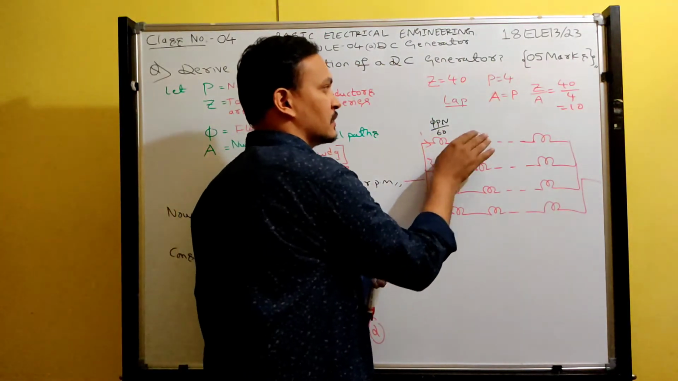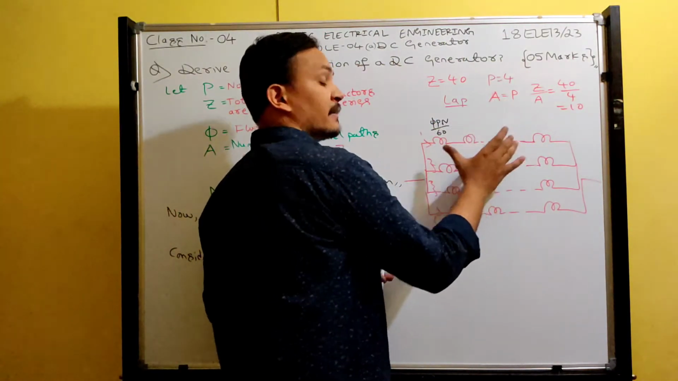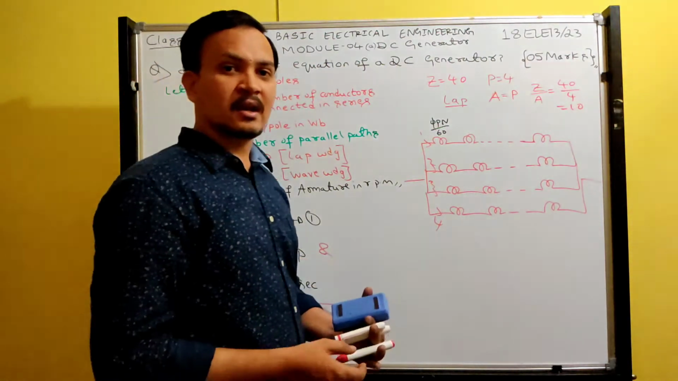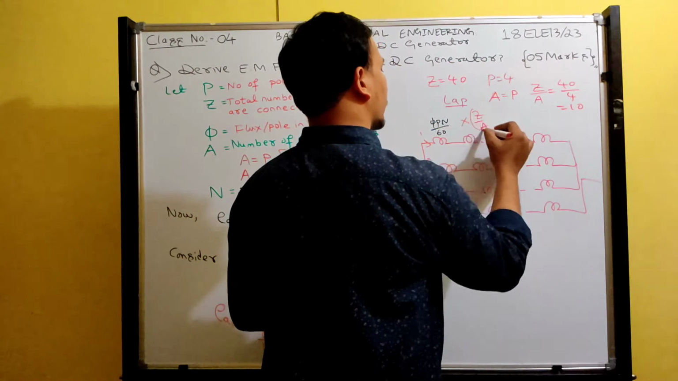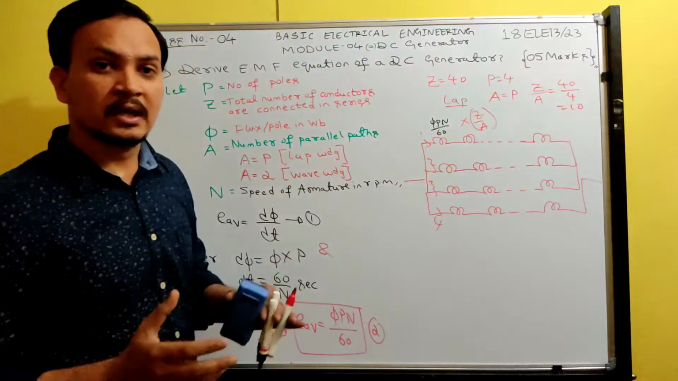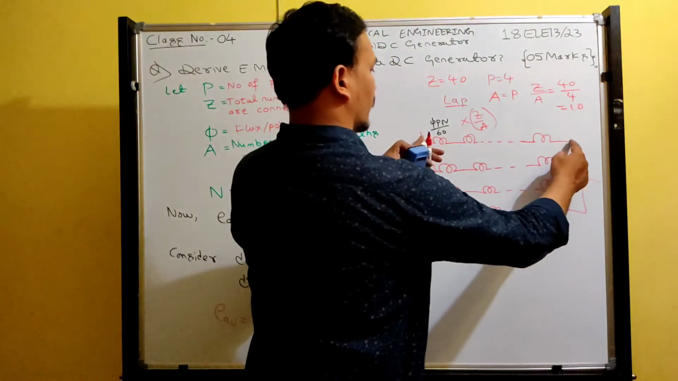How many conductors according to this data? 10 conductors per path. But in general what can you write? Multiply by the number of conductors per parallel path. That gives the total EMF generated.